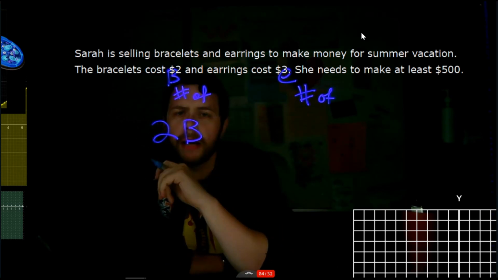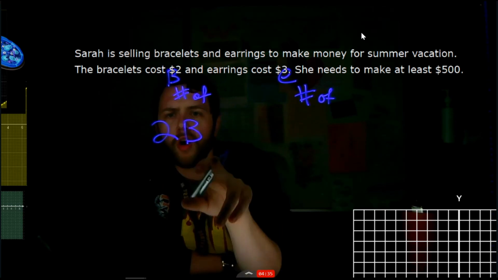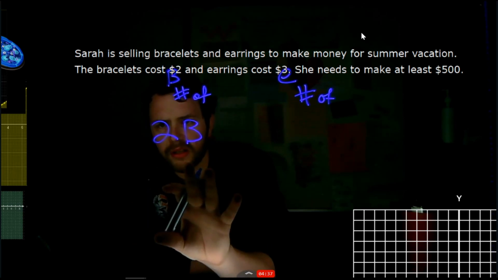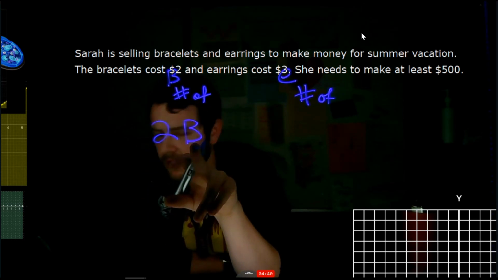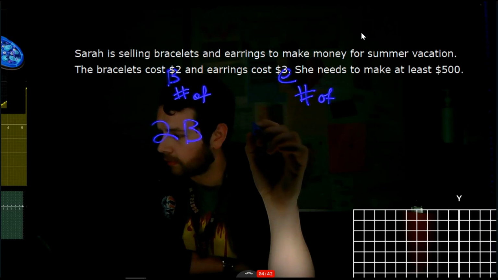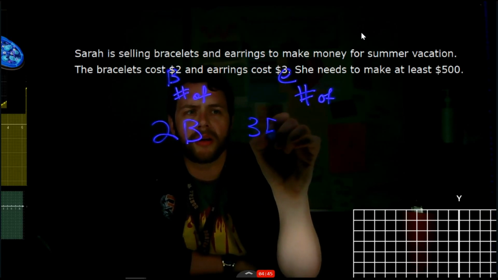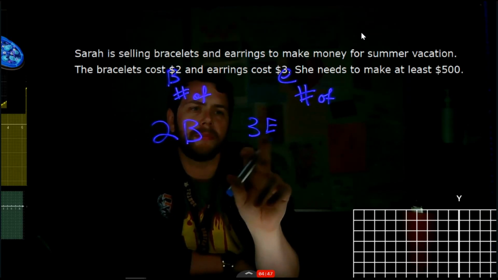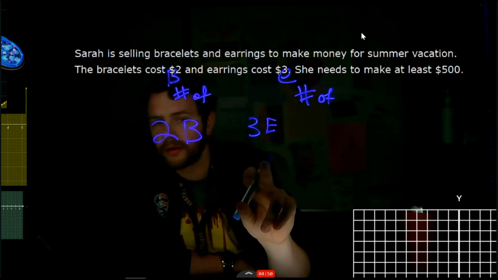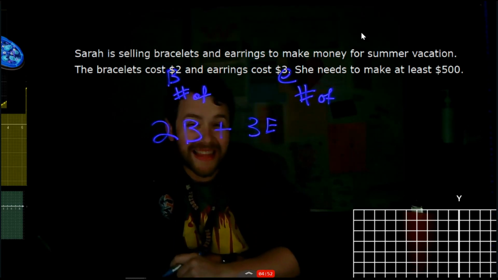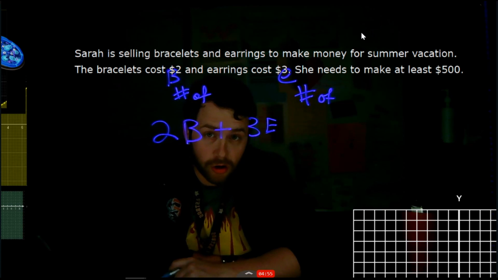So 2 times the number of bracelets sold. That'd be all the money she made selling bracelets. If she sold 10 bracelets, she made $20, 2 times 10. And 3 times E, and I'm going to use a capital E here, that would be how much she made selling all of her earrings. And if I add that, that is how much money she made all summer long.